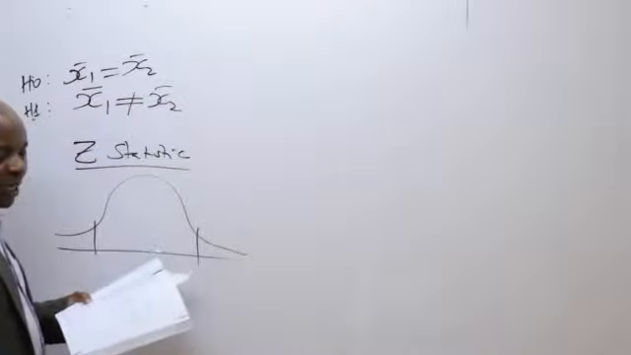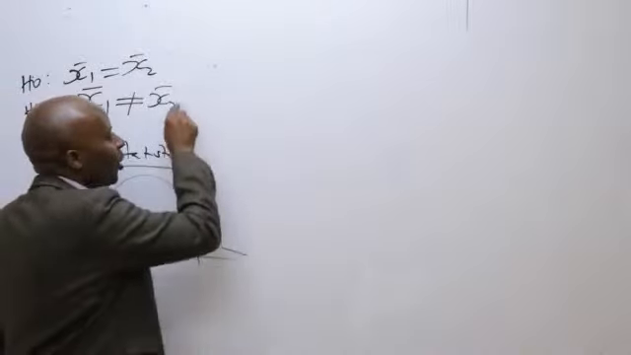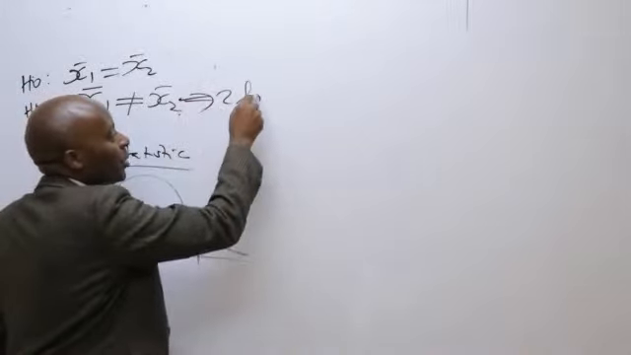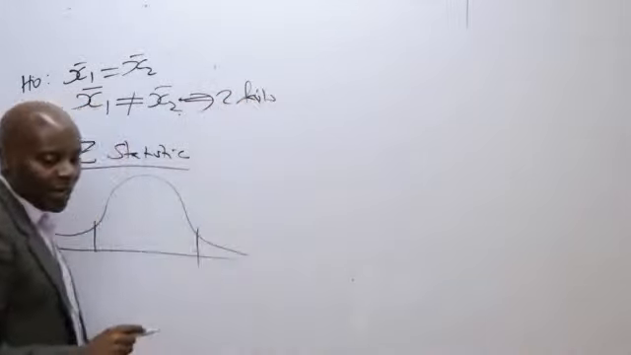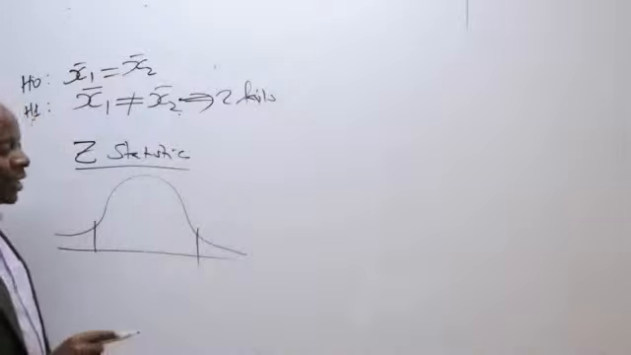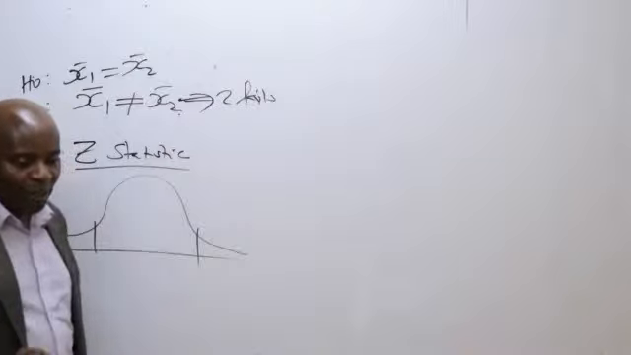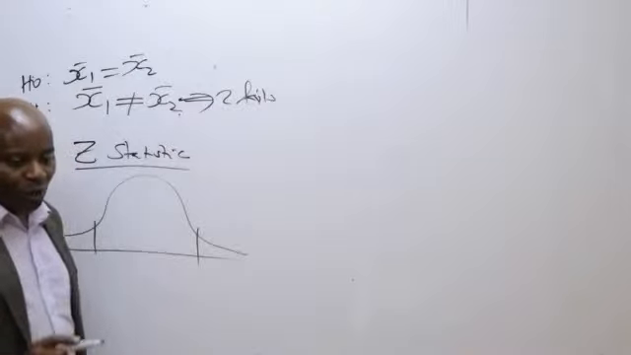The level of significance is 5%. So this 5% has to be divided into two because of the two tails there. So what is 5% divided by 2? What is 0.05 divided by 2? Somebody help me there. What do we have there?